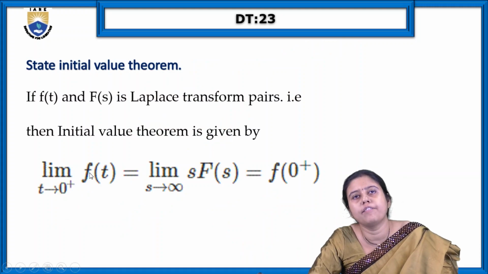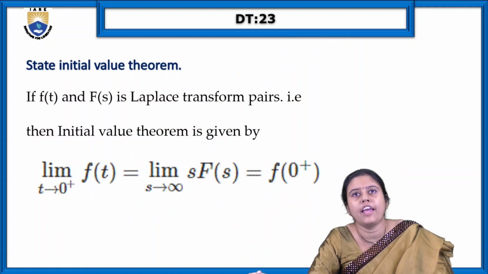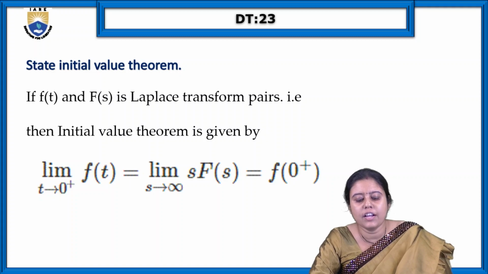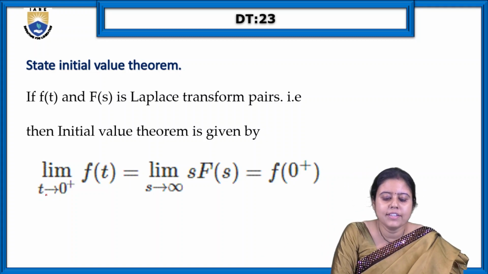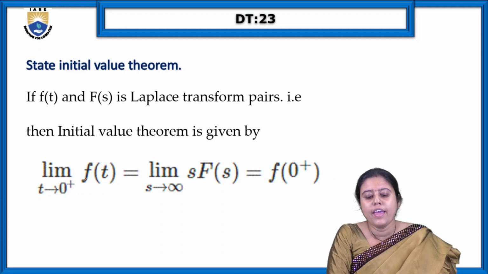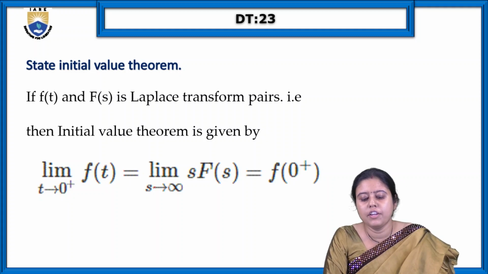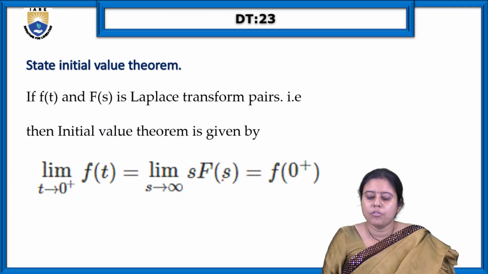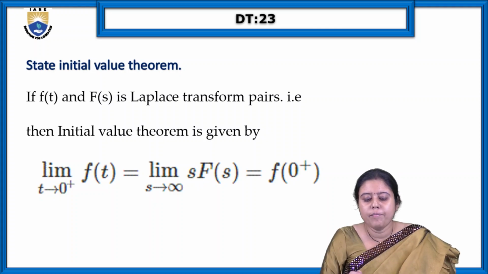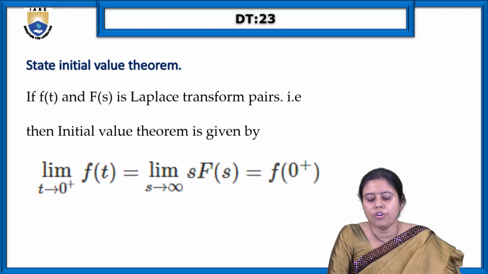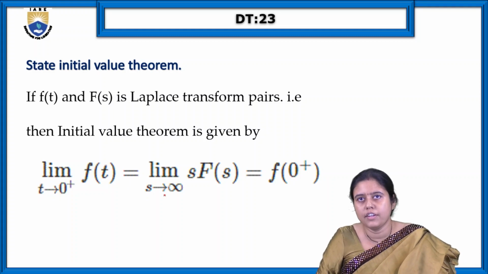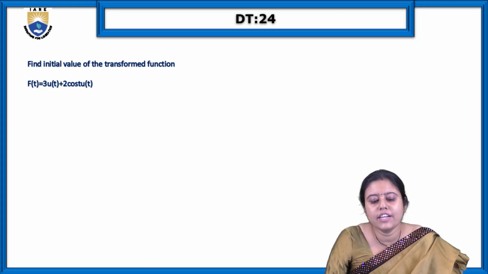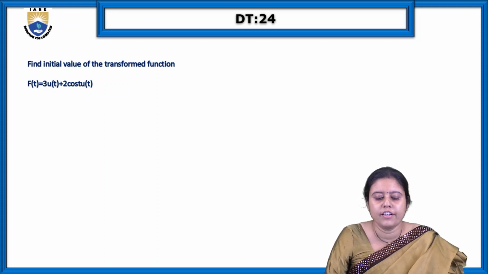What is the initial value? Similarly, if ft and Fs are Laplace transform pairs, the initial value theorem will give limit t tends to 0 ft is equal to limit s tends to infinity s Fs. So same like the final value, if t tends to 0, then limit s tends to infinity s Fs.